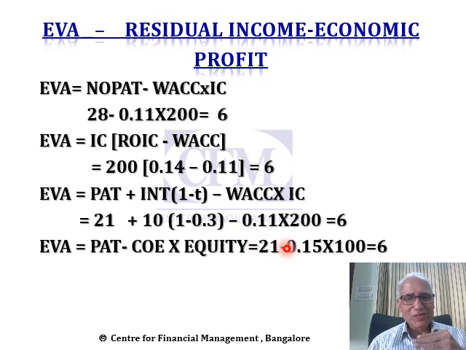Profit after tax is 21 million, cost of equity is 15%, equity employed is 100 million, so EVA works out to 6 million. The fourth calculation is intuitively very easy to understand, but it is not widely used by professionals. Here we know that when profit after tax is calculated, cost of equity is not taken into account. So from PAT we deduct a charge for cost of equity to arrive at EVA. We find that EVA is 6 million, and there are 4 different ways of calculating EVA.